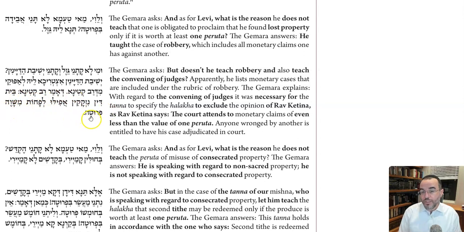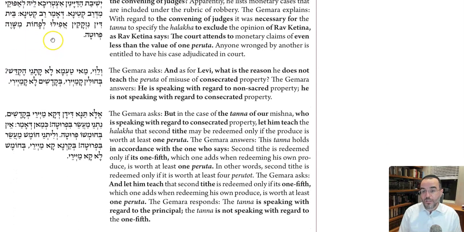No. Levi says we need that line regarding the adjudication of judges to exclude the opinion of Rav Katina. He said that the Beit Din has to attend to a case even if it's less than a peruta. So we need specifically to mention that so everybody knows that we reject Rav Katina. We're going to come back to Rav Katina in a minute.